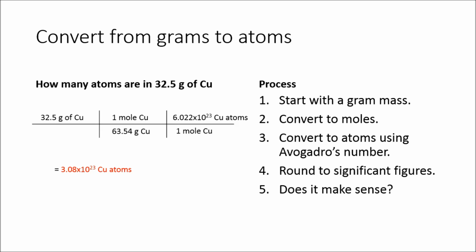I have less than 1 mole of copper by about a factor of 1/2, so I should have less than Avogadro's number of atoms, by a factor of almost 1/2. So yes, this number does make sense. It also makes sense that it's a large number of atoms, 10 to the 23rd, where I'm starting with a small number of grams.